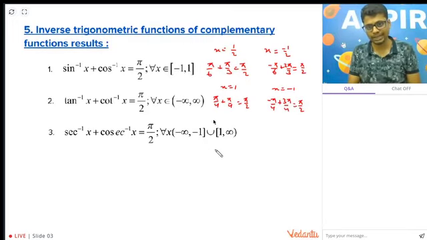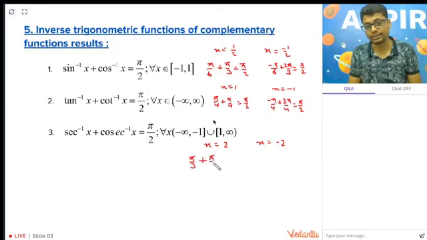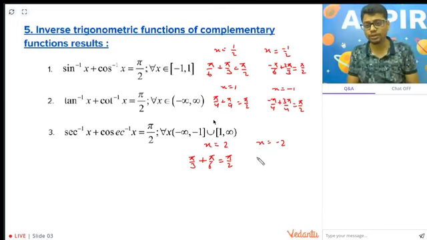Now let me take example of x equal to 2 and x equal to -2. So what about sec inverse 2? Sec inverse 2 is pi by 3 and cosec inverse 2 is what? Pi by 6. Again pi by 2. Sec inverse minus 2 is what? 2 pi by 3. And cosec inverse minus 2 is what? Minus pi by 6. So it becomes pi by 2 again.